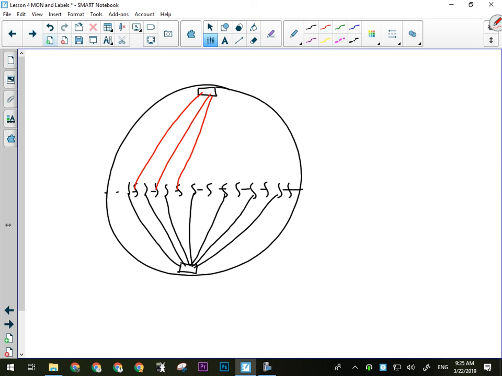So centrioles are supposed to make that happen. Obviously, not everything is 100%, and so occasionally, sometimes something goes wrong with that. Making sense there? All right.